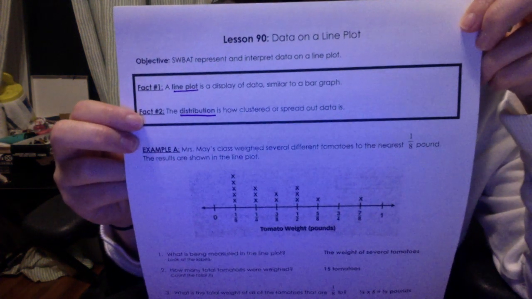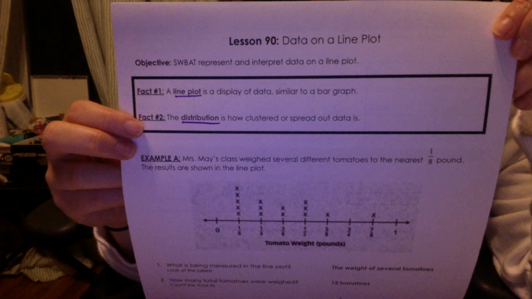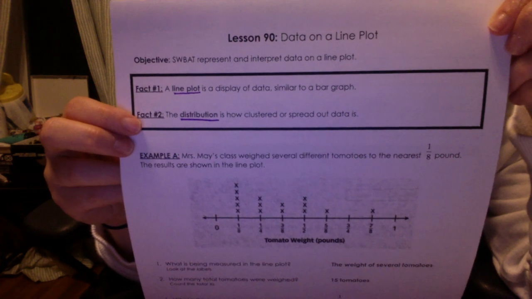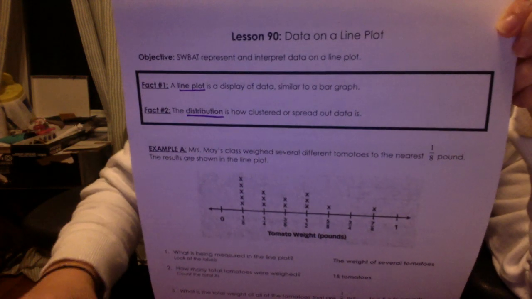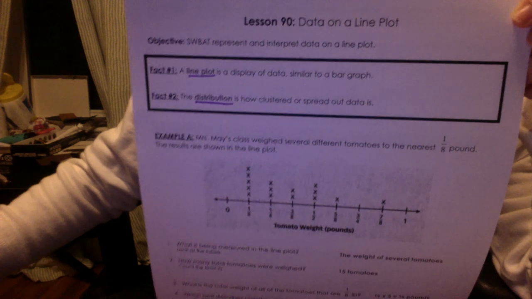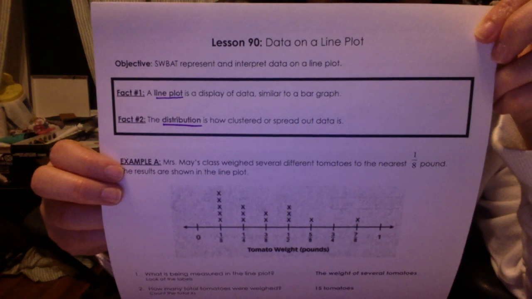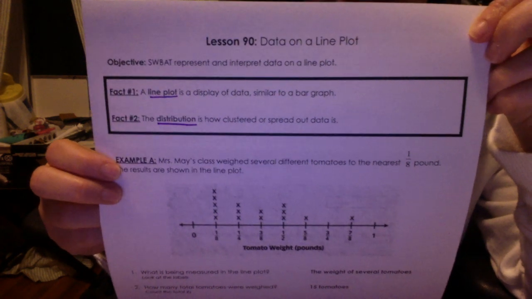So for example, if you go to the store and there's a bunch of oranges all in a pile, you would say that they're clustered. If the oranges are spread out on the table far away from each other, you would say that they are distributed in a way that's spread out.